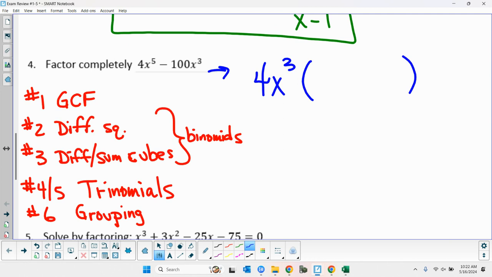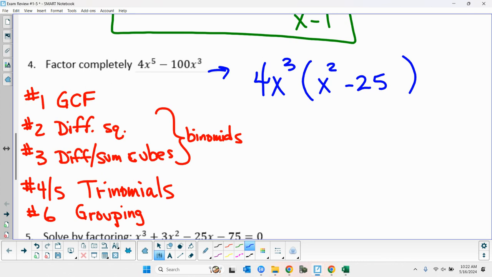Sometimes we only put 1 term in there because there might have been a 4x cubed here, and you say, oh, they cancel out, so I don't put anything. Well, if things cancel out, you put the number 1, when you're factoring. So anyway, 4x to the 5th divided by 4x to the 3rd is 1x to the 2nd. And negative 100 divided by 4 is negative 25. The x cubes cancel, right?